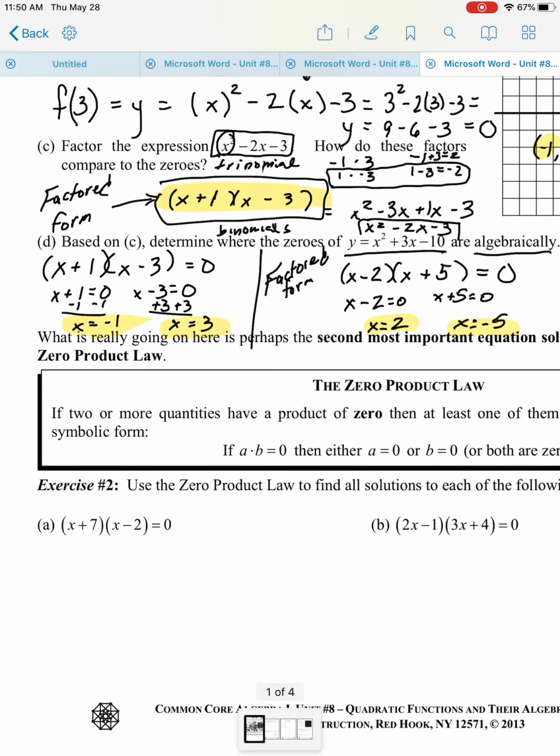Morning, everyone. I'm going to post the second part of the notes for Lesson 6 in Unit 8. Today we're talking about finding solutions to quadratic equations and factoring quadratic equations. Sorry, that was my computer going off there.